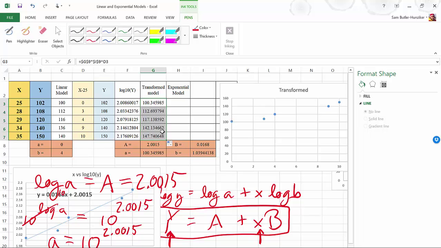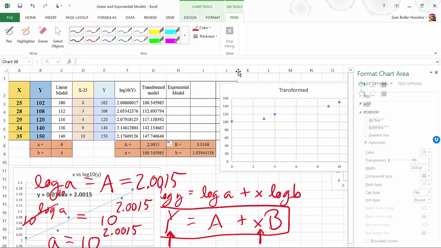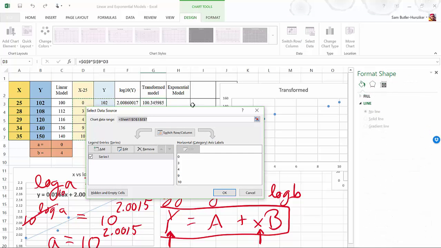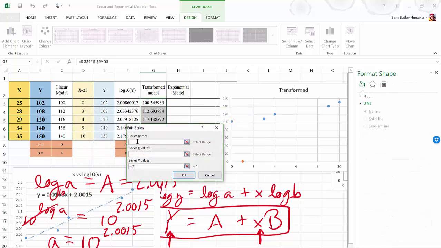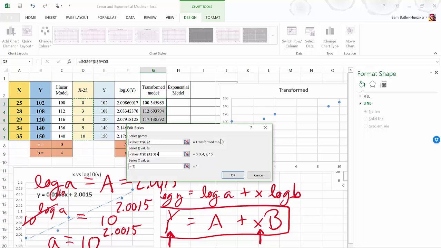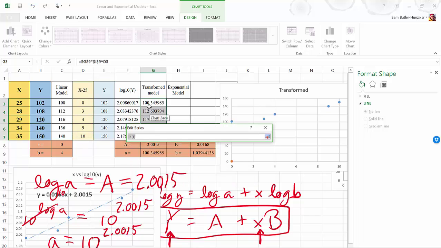We carry that on down, and we can check to make sure that these model values roughly replicate our y values over here, and indeed they do. So I'll come back to this transformed model, and we'll add that to the transformed graph, with the transformed x values and our model values for the y values.